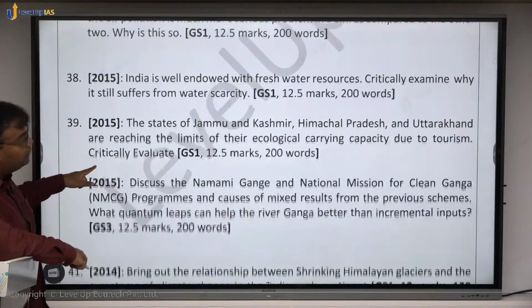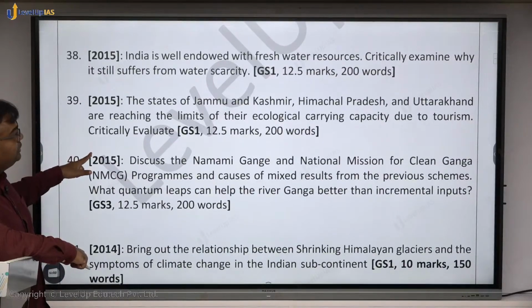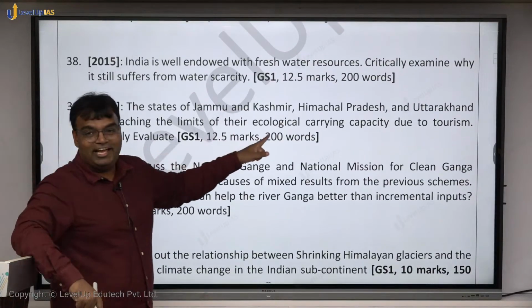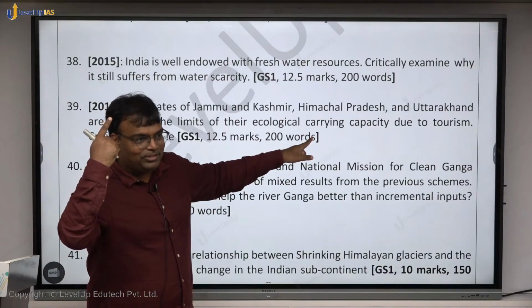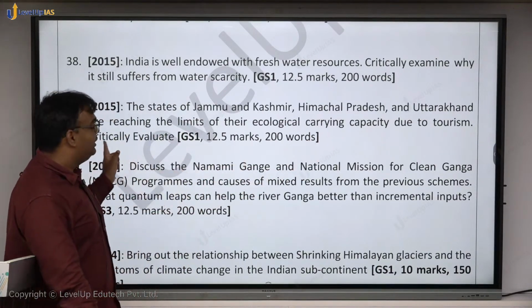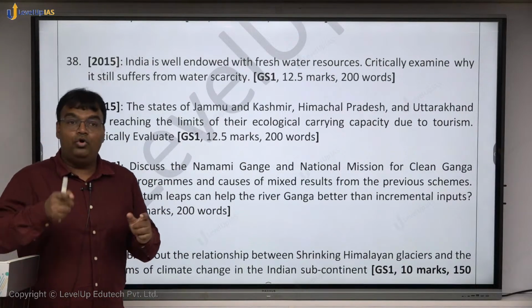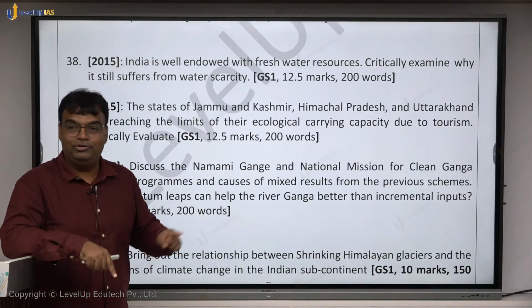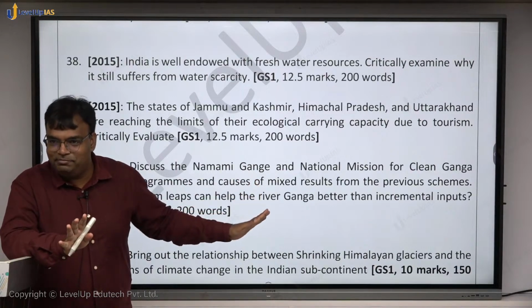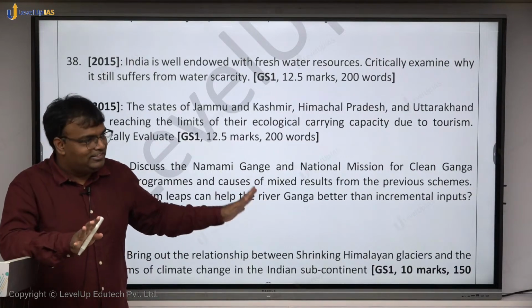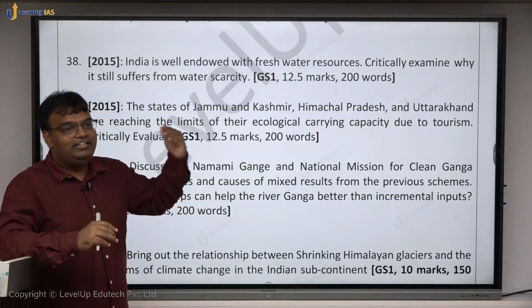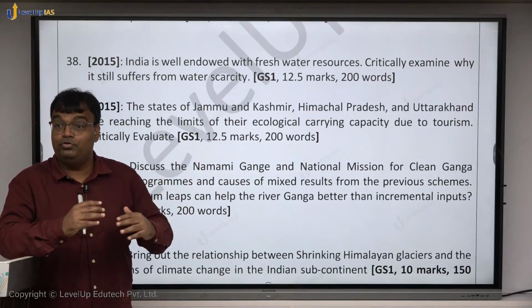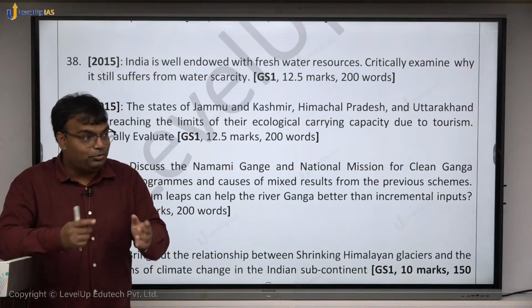The states of Jammu and Kashmir, Himachal and Uttarakhand are reaching the limits of their ecological carrying capacity. उन्होंने पूछा है बाद में भी, carrying capacity क्या होता है? Due to tourism critically evaluate. तो how Himalayan regions are getting impacted by tourism? This question could have been asked in that manner. These are Himalayan states, और how they are reaching their ecological carrying capacity and what will be its impact. आपको दिख रहा है?